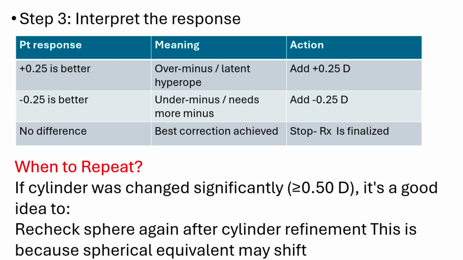Then we have to monitor visual acuity. Here is a small key point: always favor plano or plus if no differences, and don't over minus. Make sure you didn't introduce extra blur from astigmatism correction. If visual acuity is not improving despite changes, consider pathology or amblyopia. When we have to repeat: if cylinder was changed significantly, less than or equal to 0.50 diopter, we have to recheck sphere again after cylinder refinement. This is because spherical equivalent may shift.